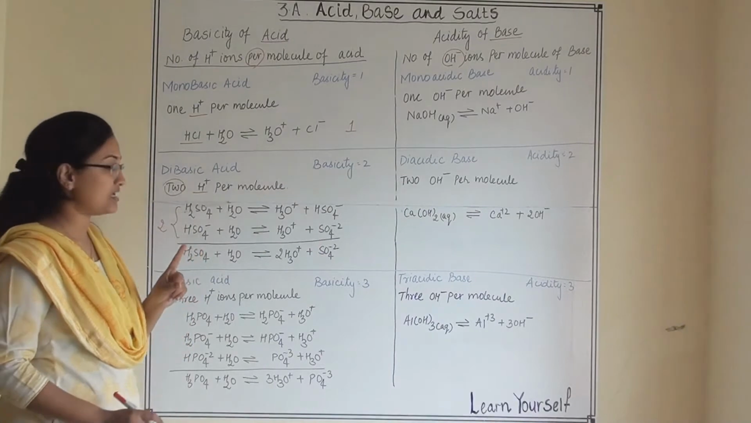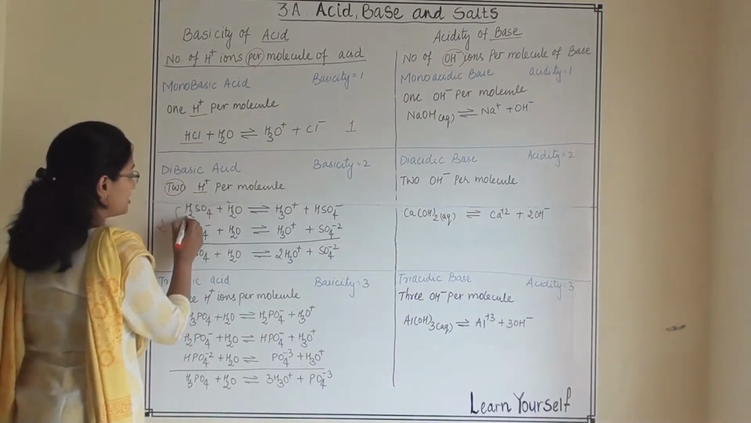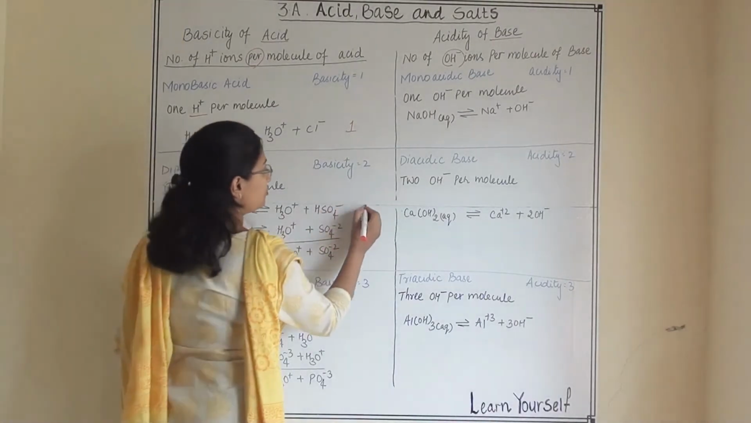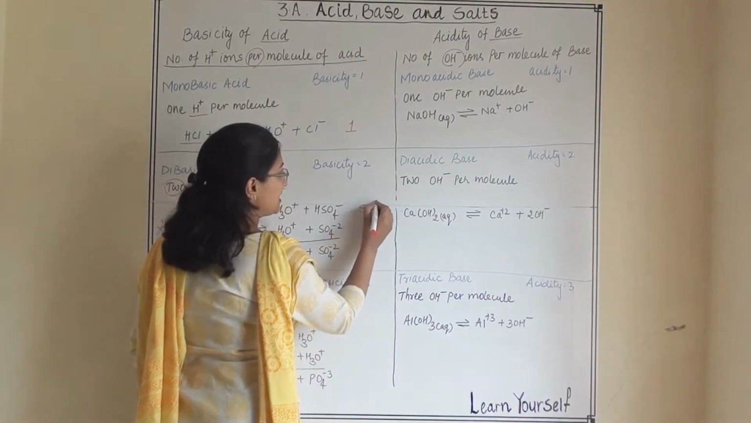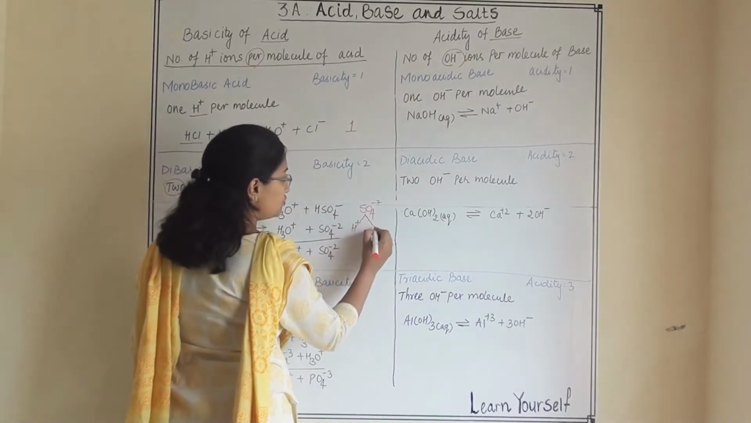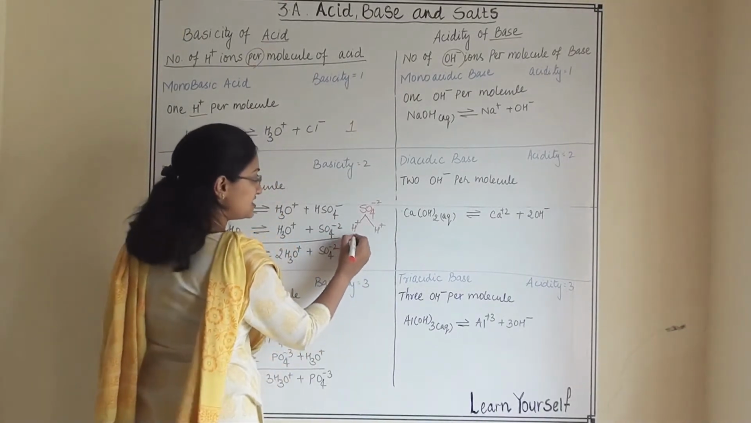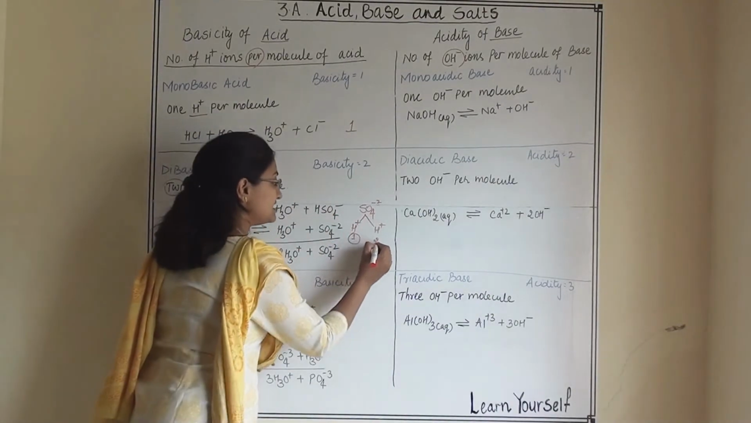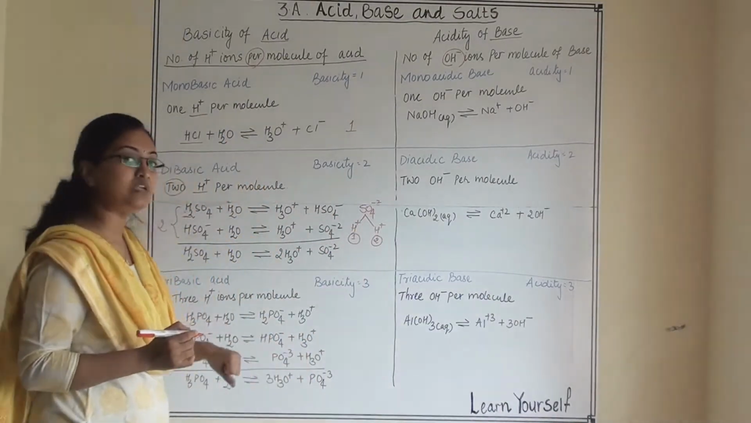In the first step, one hydrogen ion will be replaced from H2SO4. SO4's combining capacity is -2, so it is combining with 2H plus. In the first step, the first H plus has been removed, and in the second step, the second H plus has been removed.